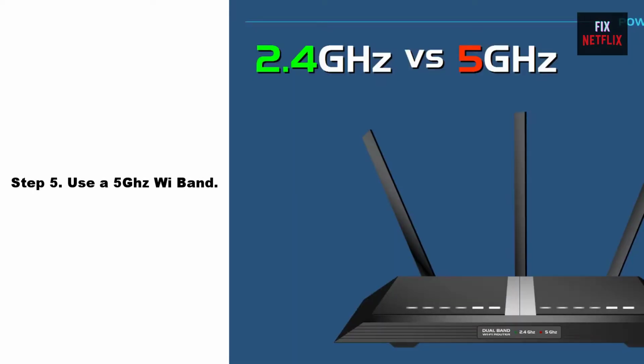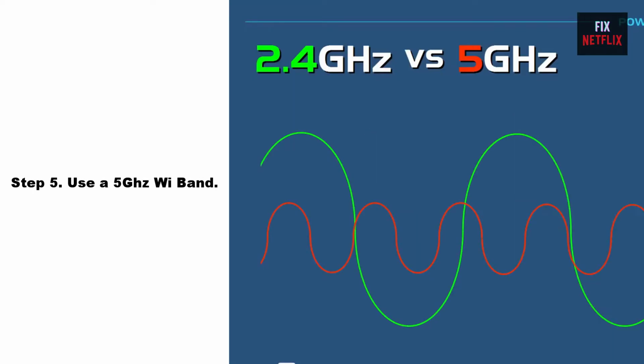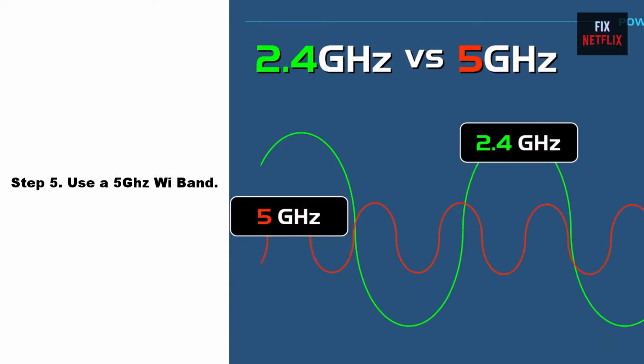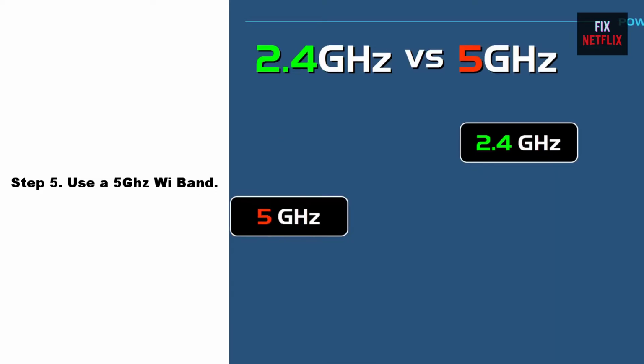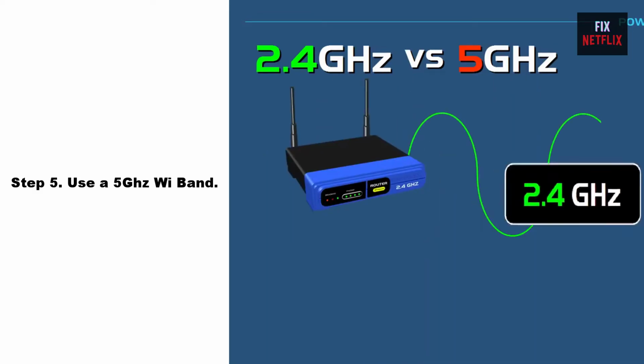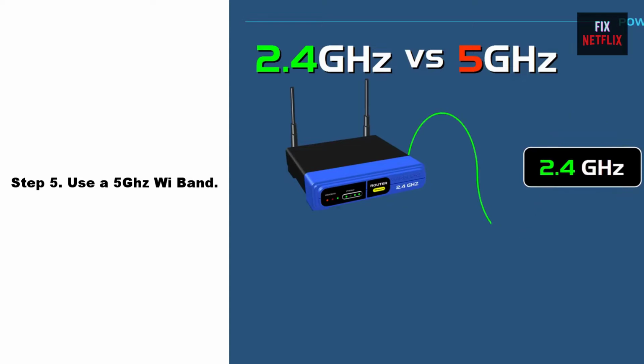Step 5. Use a 5 GHz Wi-Fi band. Using the 5 GHz Wi-Fi band can help improve the performance of your Wi-Fi connection, as it can be less crowded and less prone to interference than the 2.4 GHz band. However, it is essential to note that the 5 GHz band has a shorter range than the 2.4 GHz band, so it may be less effective if you try connecting devices far away from the Wi-Fi router.